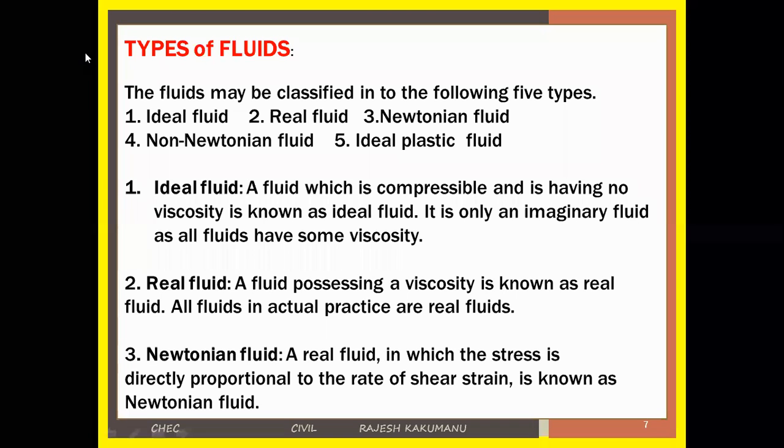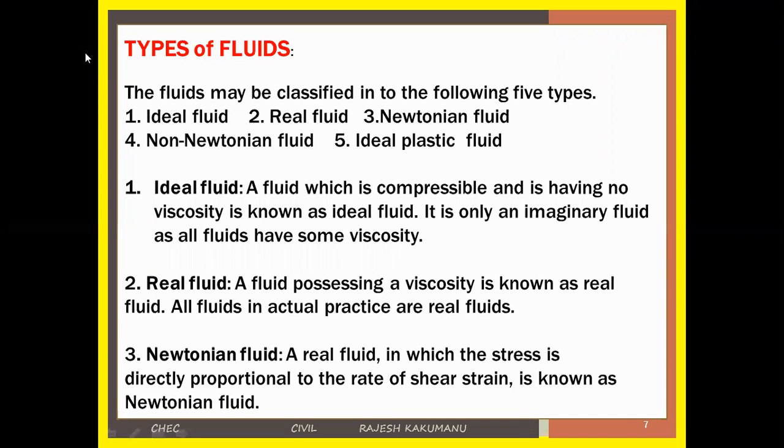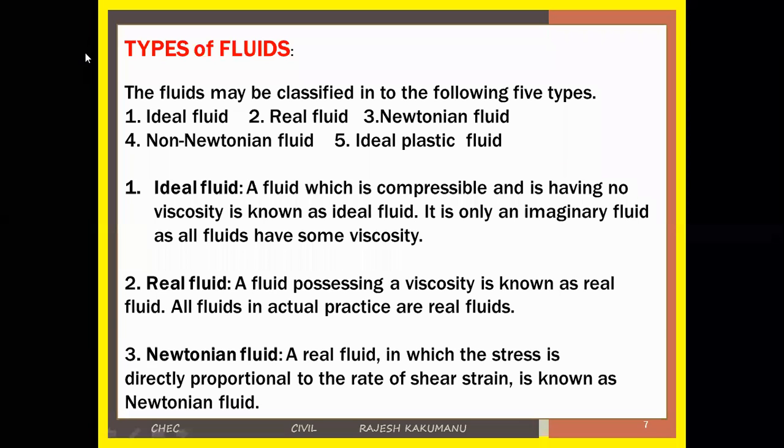What is the meaning of Newtonian fluid? It is also a real fluid where the stress is directly proportional to the rate of shear strain. Simply, whenever it obeys the law, it is known as a Newtonian fluid. When it does not obey the law, it is known as a non-Newtonian fluid. Whenever the stress is directly proportional to the rate of shear strain, it is known as a Newtonian fluid.